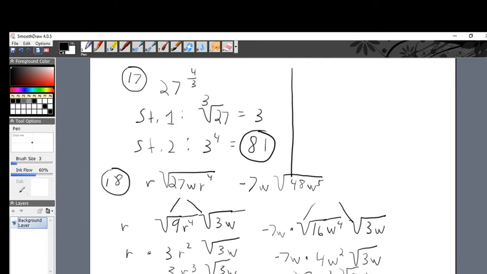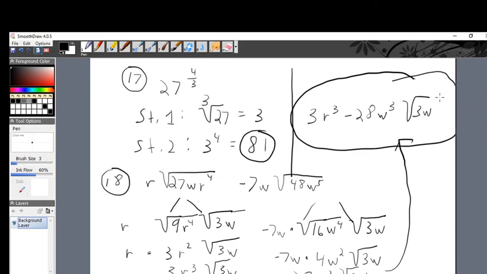Okay, now we're looking at these two. Do we have like terms now? Square root of 3W, square root of 3W? Yes, we do. So I ran out of room, but there's no use going to another piece of paper. The final answer is 3R cubed minus 28W cubed, just read it right off the bottom line there, all of that, square root of 3W. Problem over.